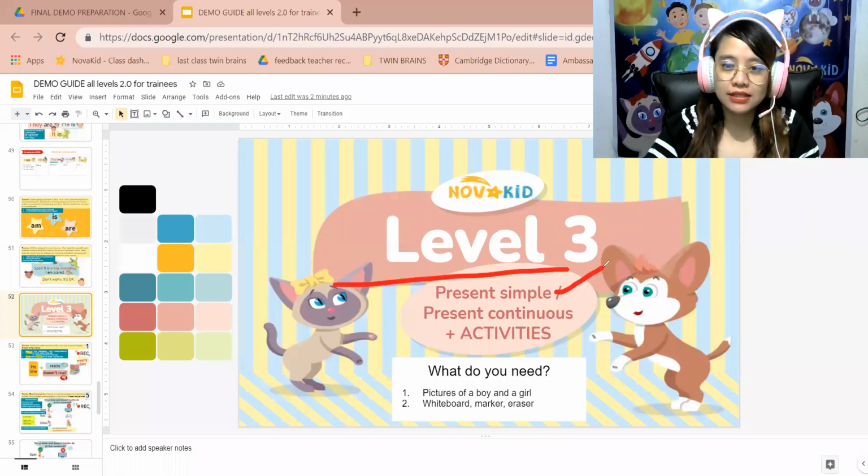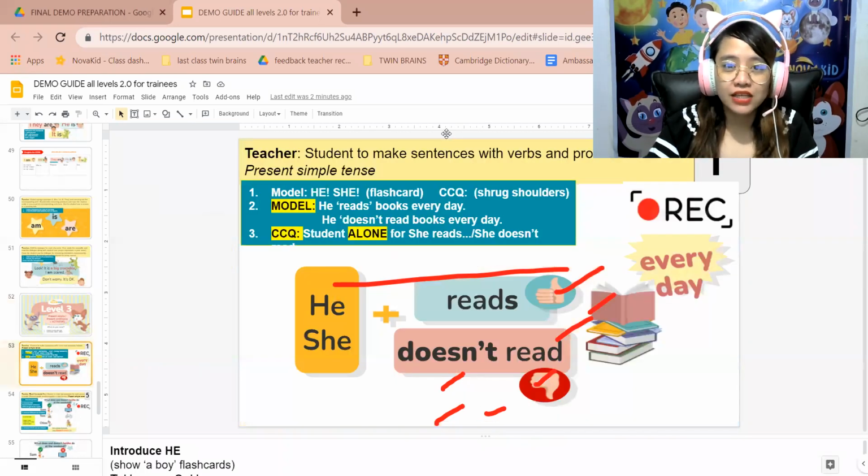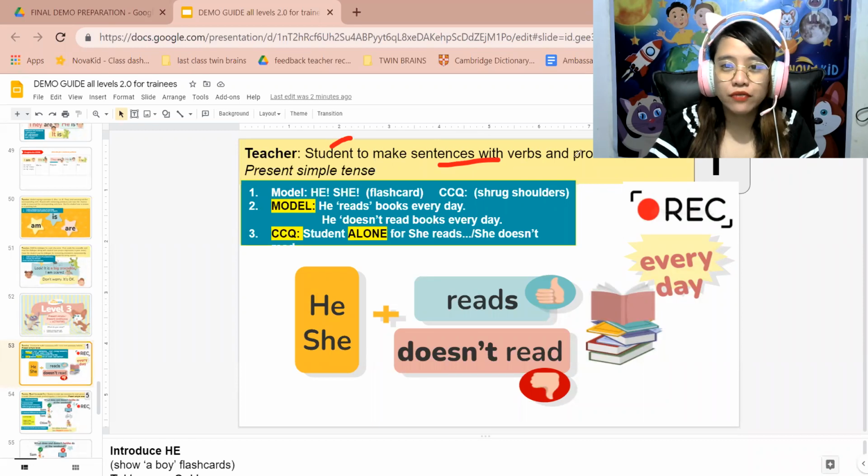Level 3, present simple, present continuous, plus activities. So you need pictures of a boy and a girl, a whiteboard, a marker, or an eraser. First page. This is the lesson objective. Student to make sentences with verbs and pronouns, he or she, present simple tense.